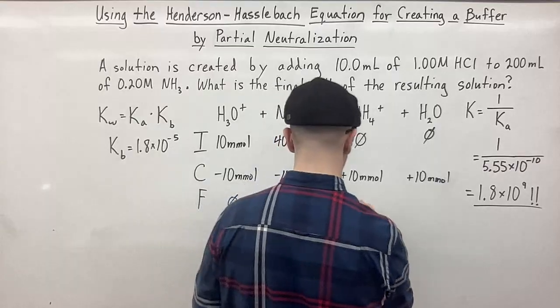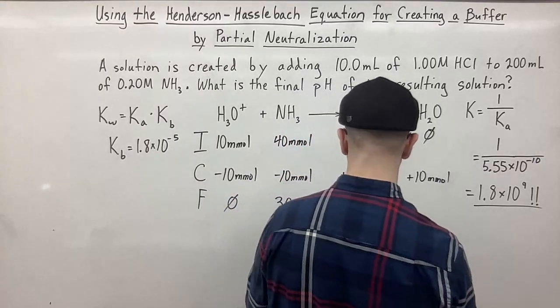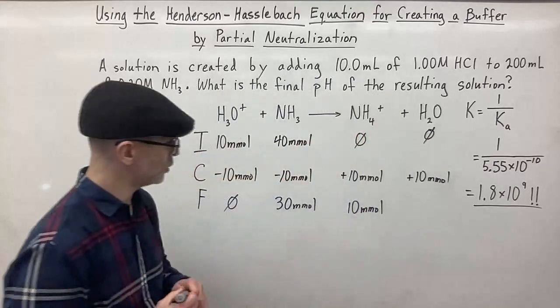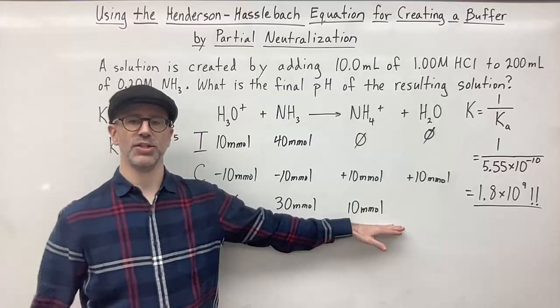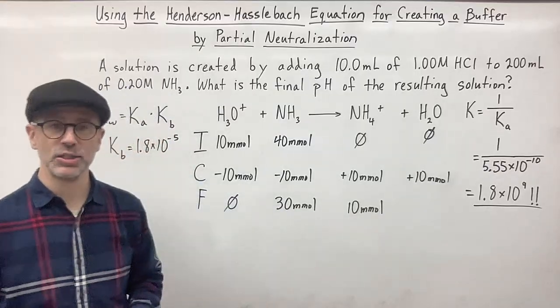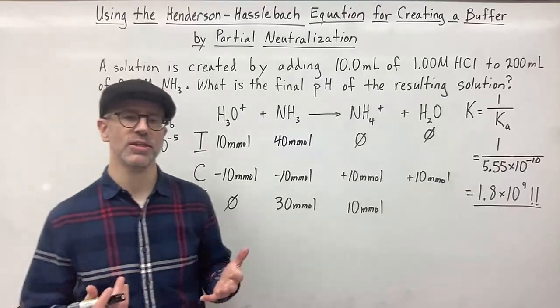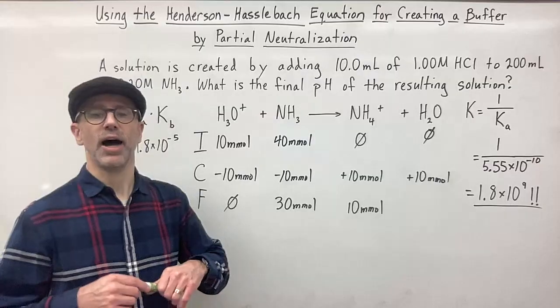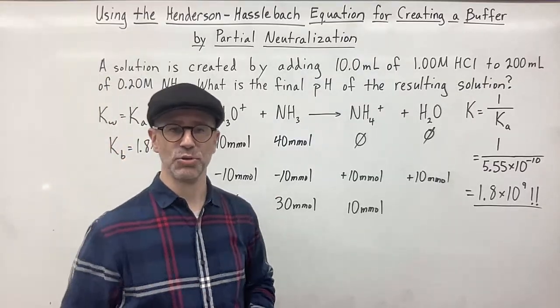And then we end up with 10 millimoles of the conjugate acid left over. So now we have some of the conjugate acid, some of the base, so we do have a buffer at this point. So now at this point we have a few options of what to do when we solve this problem. So stay tuned.